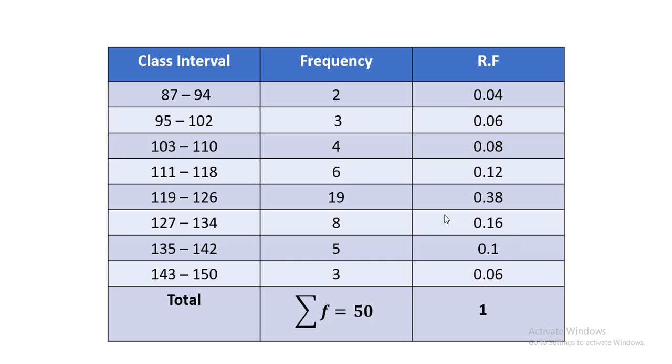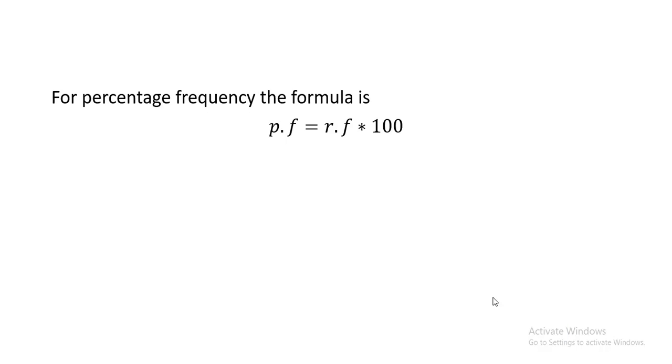Now the interesting thing here is that the sum of all the values of the relative frequency must equal 1. It always should equal 1. So if you add all these values, 1 will be your final answer.